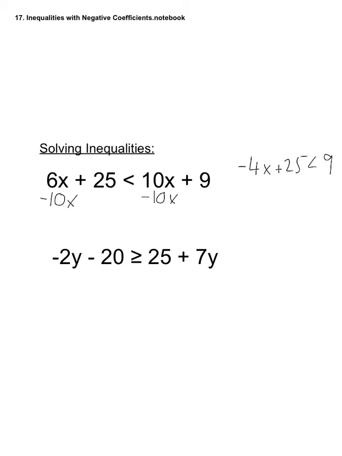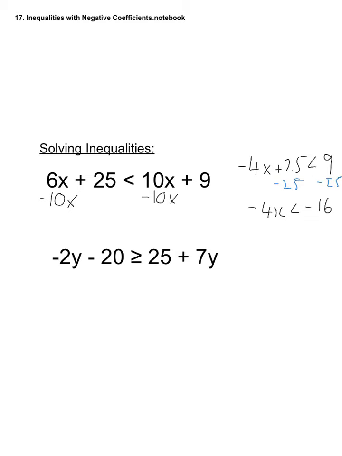So I've got a negative number of my variable, negative 4x. The next step is to take 25 off both sides. So take 25 from there and take 25 from there. And I finish off with negative 4x is less than minus 16.